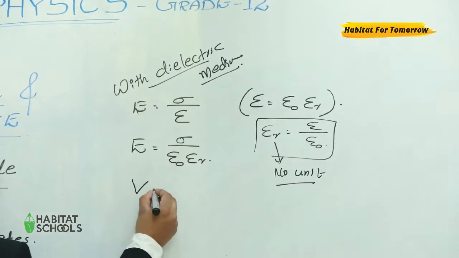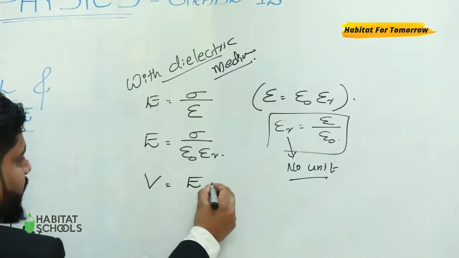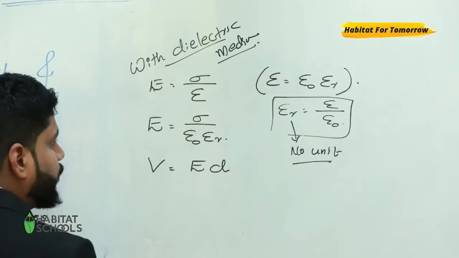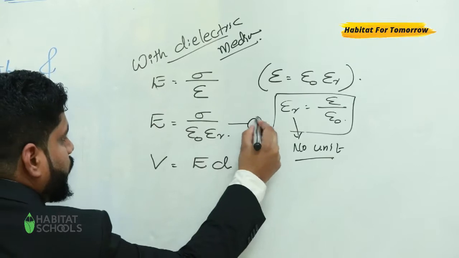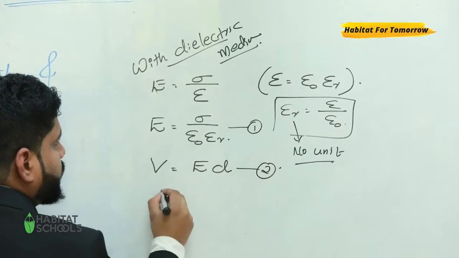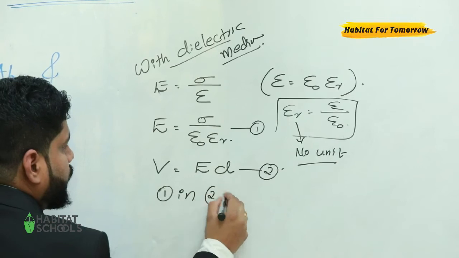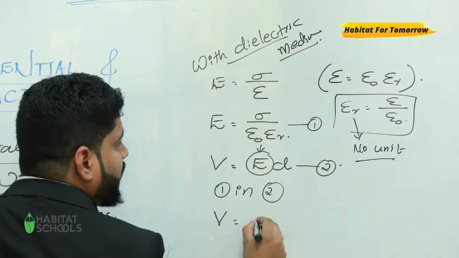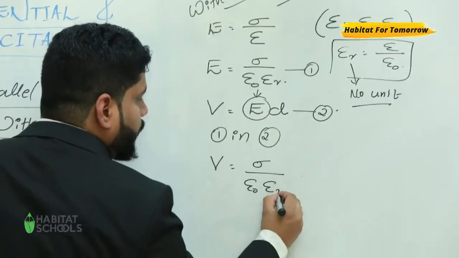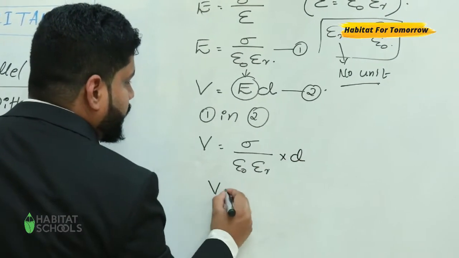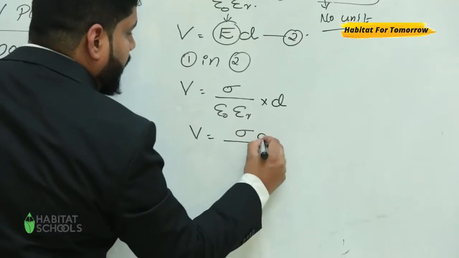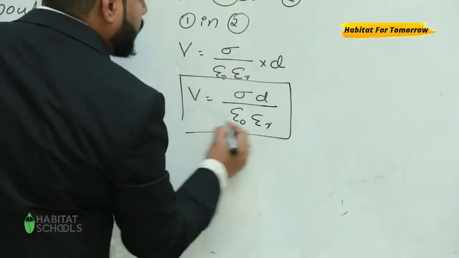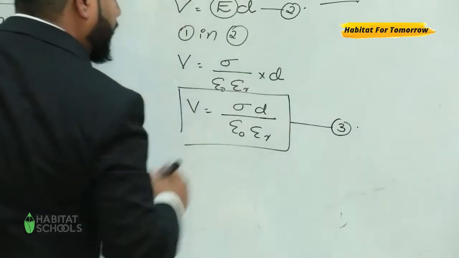Another important point, electric potential is electric field into distance between the plates. So V is equal to E into D. So this is equation number 1. This is equation number 2. Then 1 in 2, you will get V is equal to, instead of E you can substitute this expression, that is sigma by epsilon 0 into epsilon r into D, that is V is equal to sigma D divided by epsilon 0 into epsilon r. That is equation number 3.